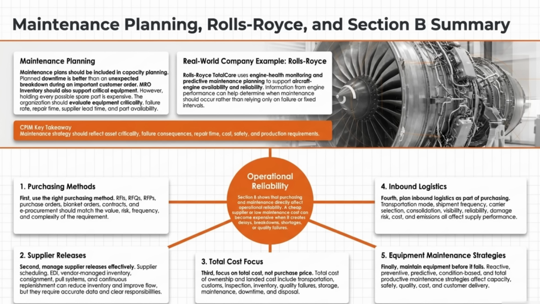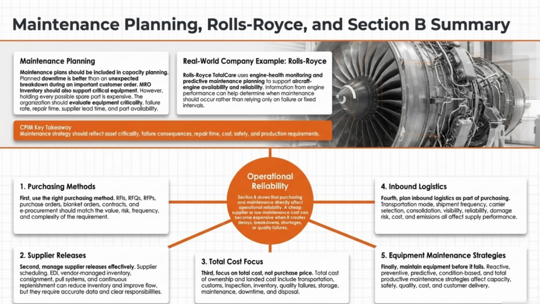Supplier scheduling, EDI, vendor-managed inventory, consignment, pull systems, and continuous replenishment can reduce inventory and improve flow, but they require accurate data and clear responsibilities. Third, focus on total cost, not purchase price. Total cost of ownership and landed cost include transportation, customs, inspection, inventory, quality failures, storage, maintenance, downtime, and disposal.